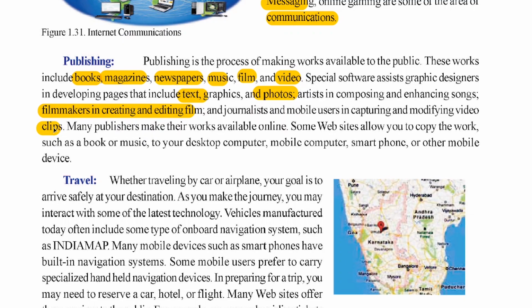Many publishers make their work available online. Some websites also allow you to copy the work, such as a book, music or desktops. All these are publishing. You have seen many websites where things are available free of cost, and there are many texts; you can read novels and many other things available online.